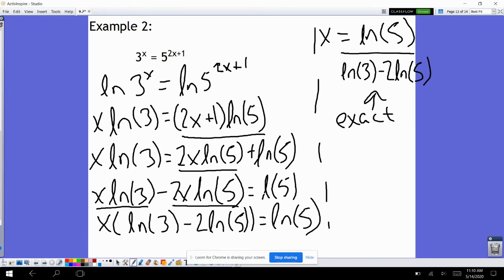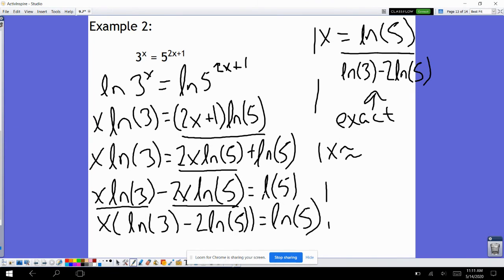Okay, so we used our power property. We distributed the 2x plus 1 so that we had individual terms with x. We subtracted the 2x times the natural log of 5 to get all our x's to one side. We factored out the x so that we had one x to solve for, and then we divided to give us an exact answer. And again, you can do this as an approximation.